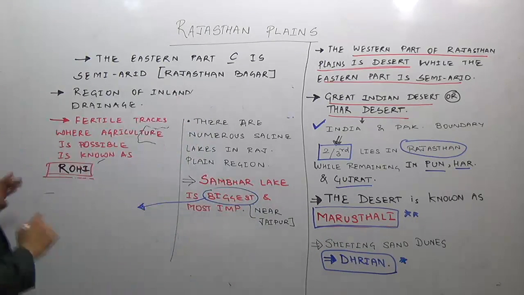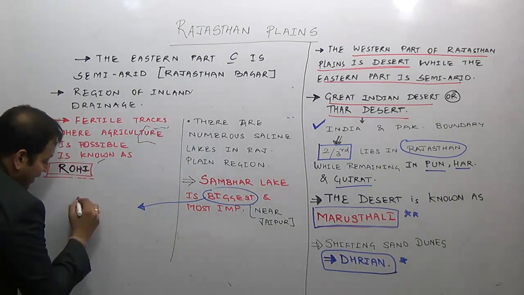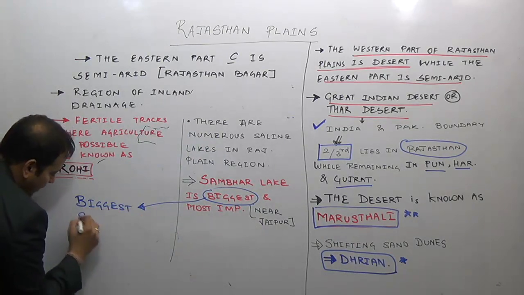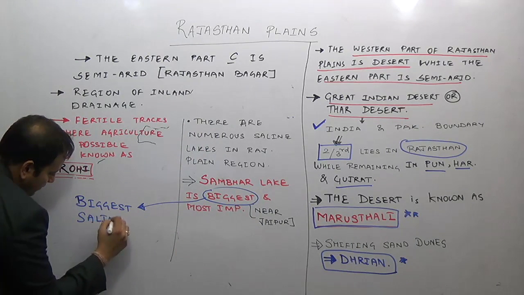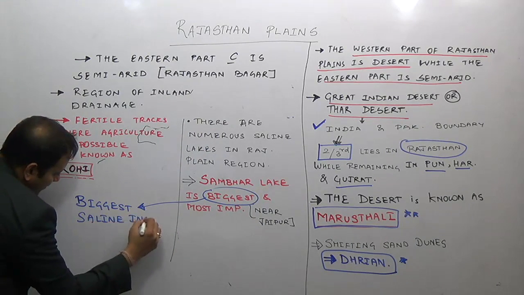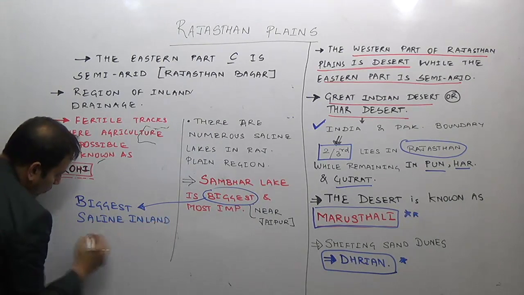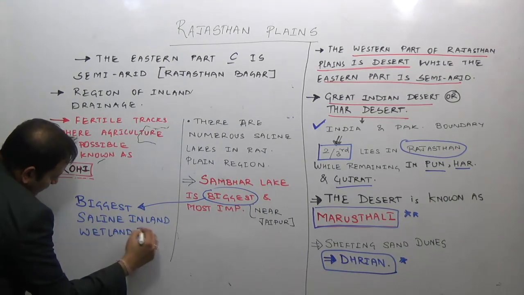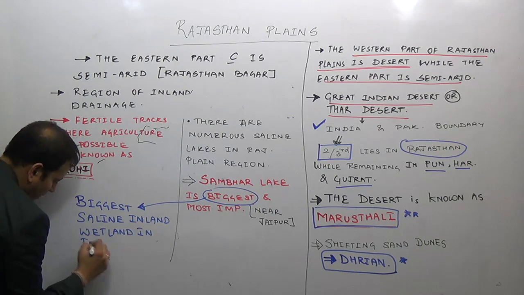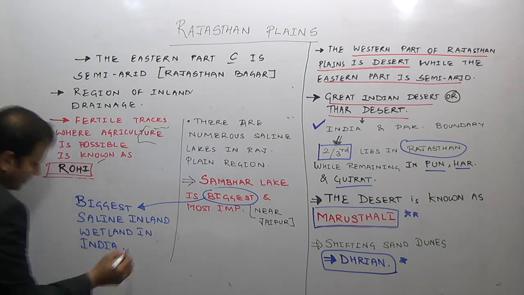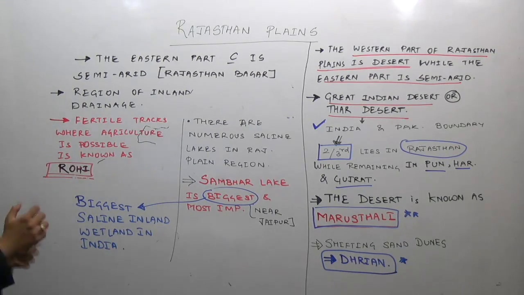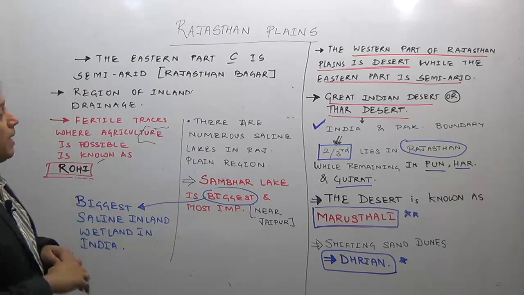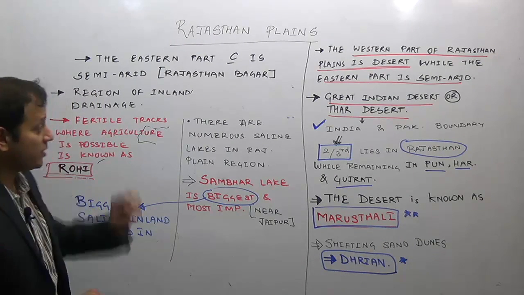So Sambar Lake is the biggest saline lake in India, and it is the biggest saline inland wetland in India. So these are the important parts you should remember about the Rajasthan plain.